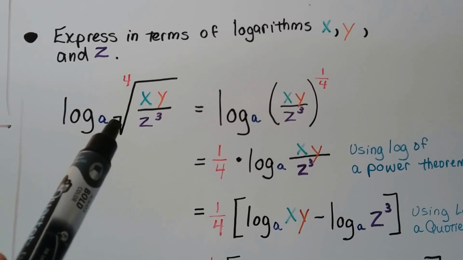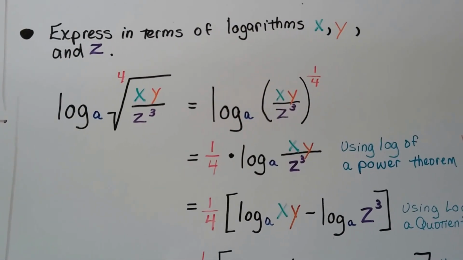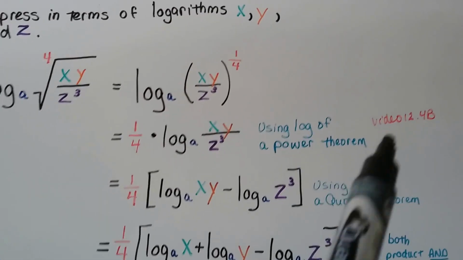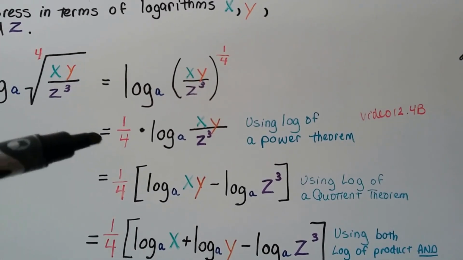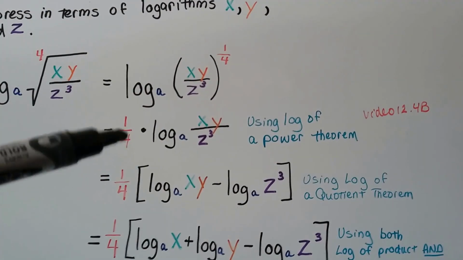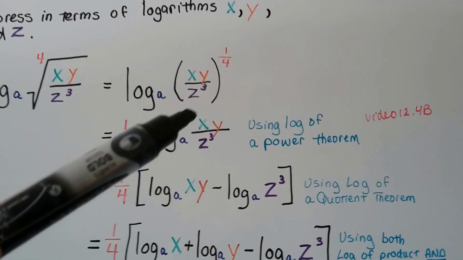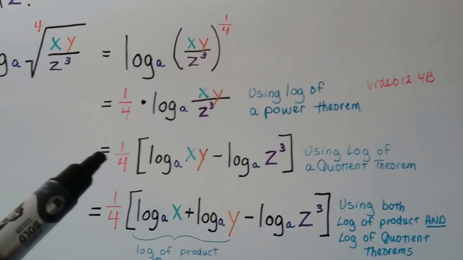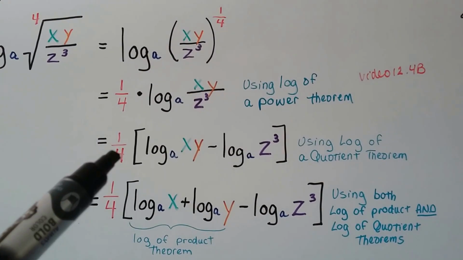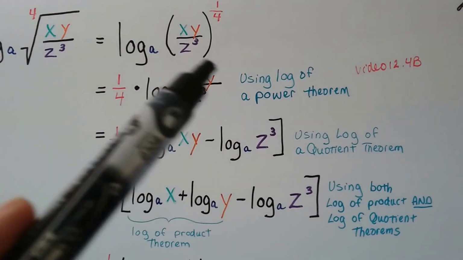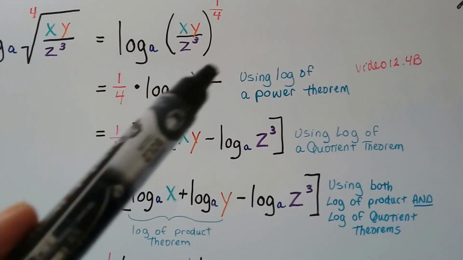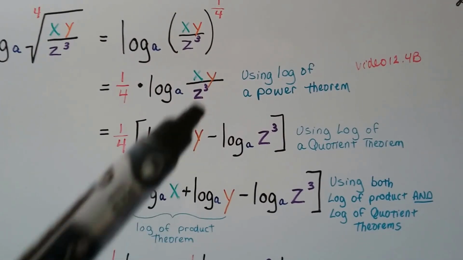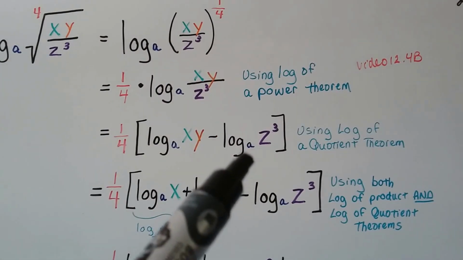When we remove this radical sign, we can put it in parentheses. So now using the log of a power theorem, which was 12.4b, we've got 1/4 times log base a of the quotient of x, y, and z cubed. That's going to be 1/4 distributed to log base a of the product of x and y, which we can break up as addends, right? And this z cubed.